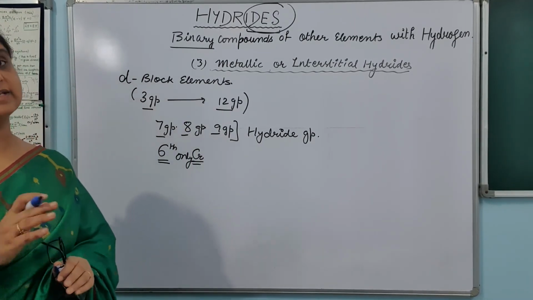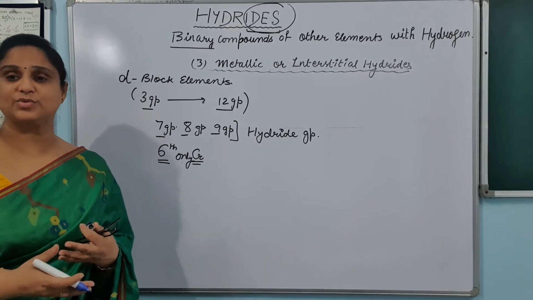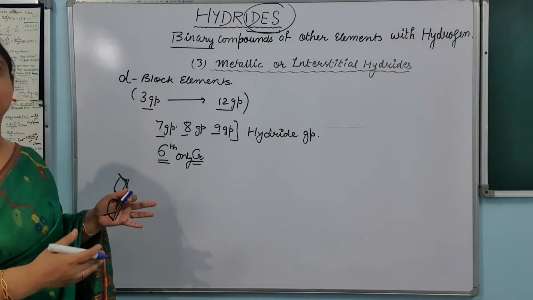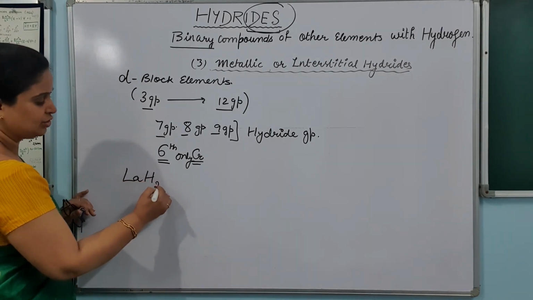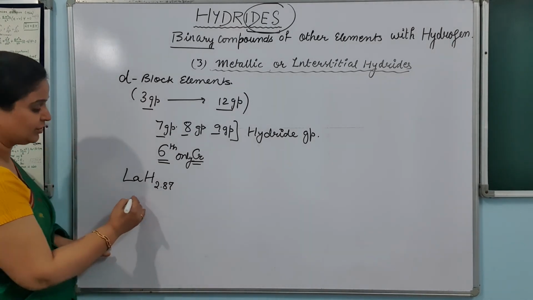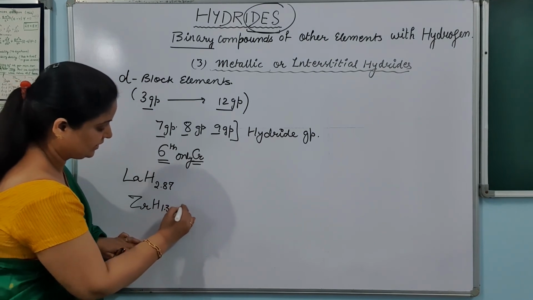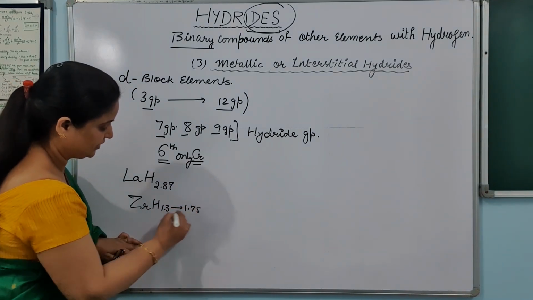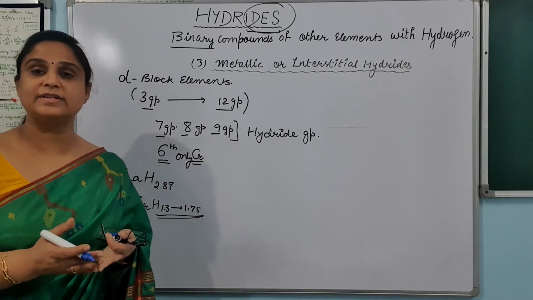Second important thing is, as I have told you, they do not show a particular stoichiometry, meaning their ratio can change. So if I write down the formula of lanthanum hydride, it is LaH2.87. On the other hand, if I write down zirconium hydride, ZrH, it is 1.3 to 1.75. The ratio is changing, you can see there. If the ratio is changing, they are not showing a particular stoichiometry.